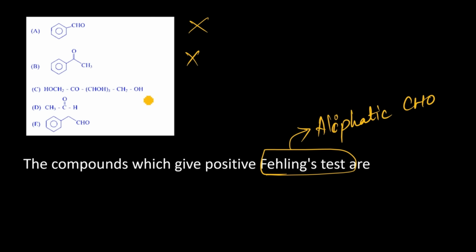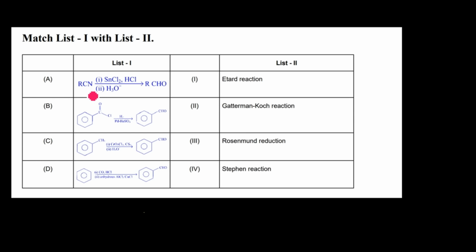And the third one, Fehling's or Tollens' test, it's basically an oxidation, right? So this one has the primary alcohol which will oxidize to give aldehyde, so that can give Fehling's test. And the next one is acetaldehyde, that can also give. Next one is benzyl aldehyde, so CH2CHO, so that can give Fehling's test. So C, D and E can give Fehling's test.